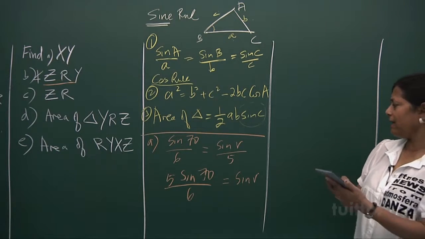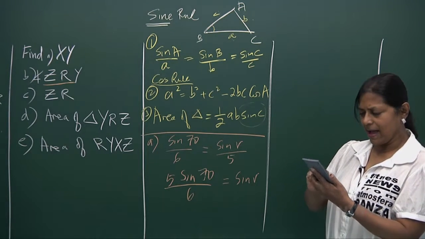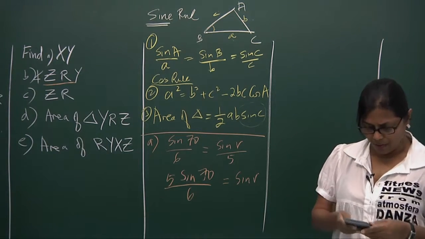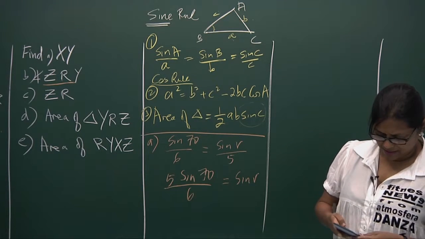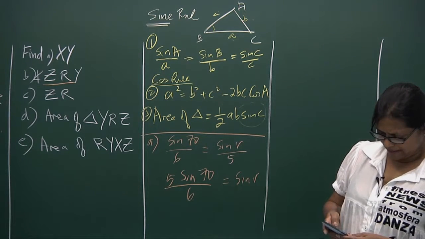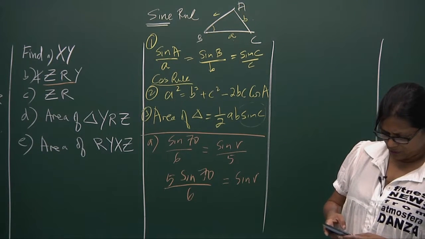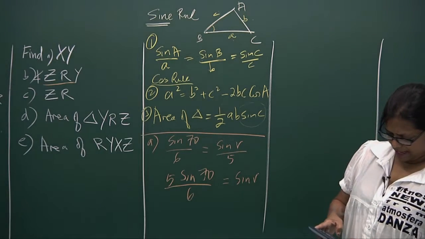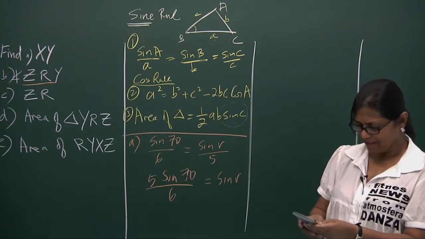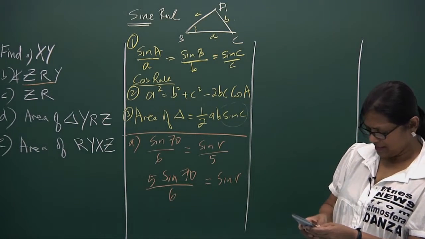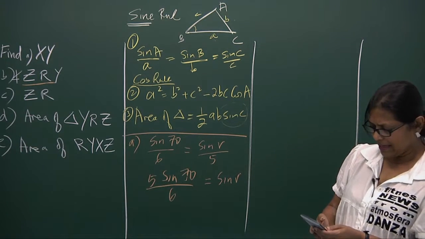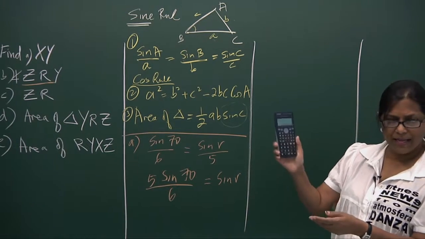Right, you've got that? You've got 5 sine. First of all, please make sure that the calculator is in the degree mode, not in radian. If it's in the radian mode, change your calculator, do your setup, and make sure you go to degree. Understand the workings of your calculator, it must be in degree as the answer is in degree. 5 sine 70, answer divided by 6, and you get 0.788.